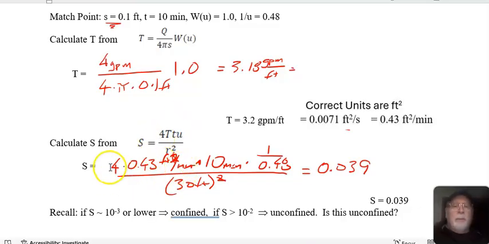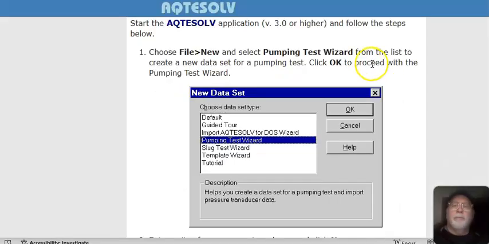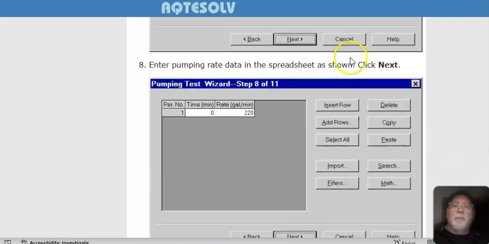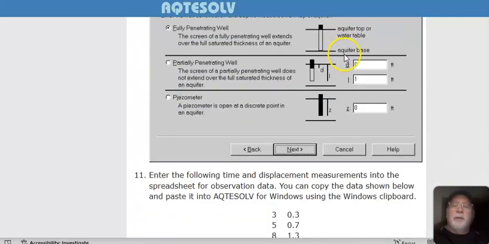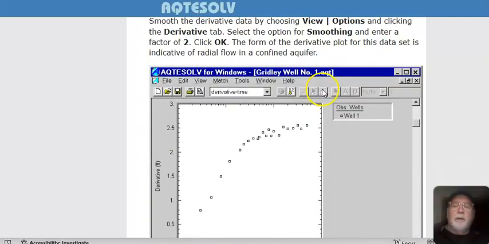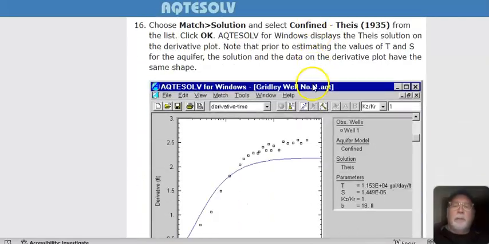So what we said before up above, we said if S is 10 to the minus 3 or lower, it's confined. If it's 10 to the minus 2 or higher, it's unconfined. So this looks like it might be an unconfined aquifer, and that would make sense if this was one of our underground storage tank sites. And Aqtesolv has this method and variations on it. You put your information in there, fully penetrating. We'll talk about that with the slug test, and it plots up your data.